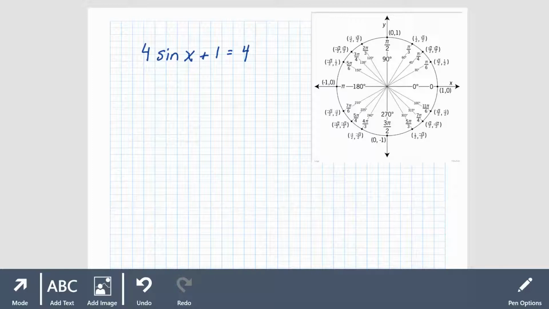Okay, let's try to solve another trig equation here. Here again, we're trying to solve for our variable x, so we need to get it alone. There is a trig function, and the x is inside of it, so the first thing we need to do is isolate the trig function.